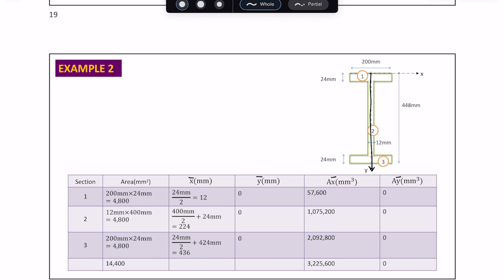So definitely for x bar, there are examples before in the center of gravity chapter. But for y bar, this one obviously will be zero, because for section 1 the centroid is here. Going to the y-axis, there is no distance. Section 2 is the same, exactly at the center, going to the y-axis, no distance. And section 3 is the same case. That's why everything here has y bar of zero.